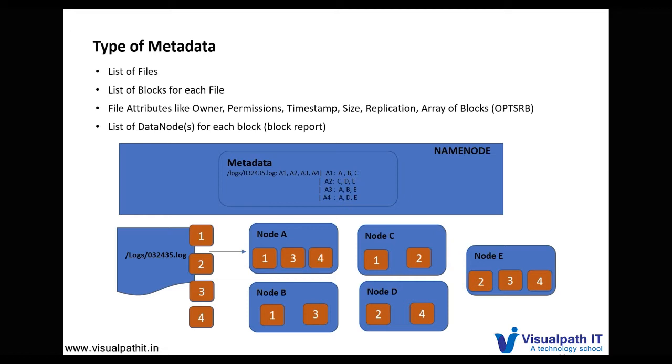Each file will be divided into blocks. What are those blocks for each file? How many blocks? The list of blocks for each file, and file attributes like owner, permission, timestamp, size, replication, array of blocks. Also the list of data nodes each block is stored on. For example, if one file has two to three blocks, each block will be replicated on three data nodes, three copies. What all data nodes it is storing, that information we also call types of metadata.